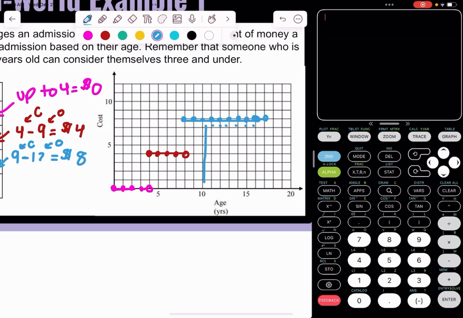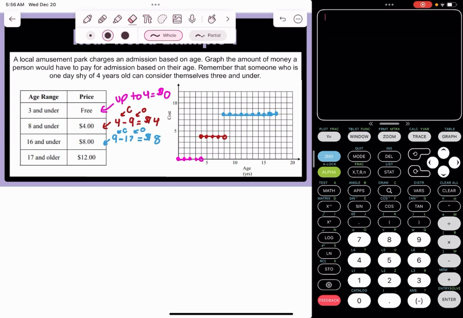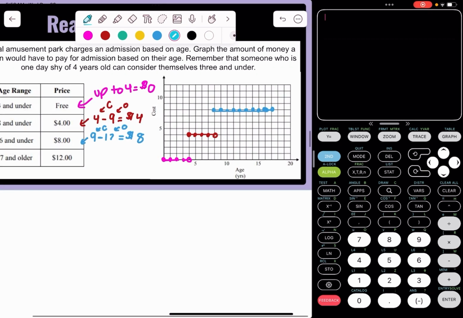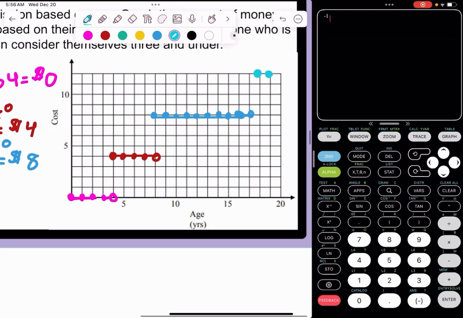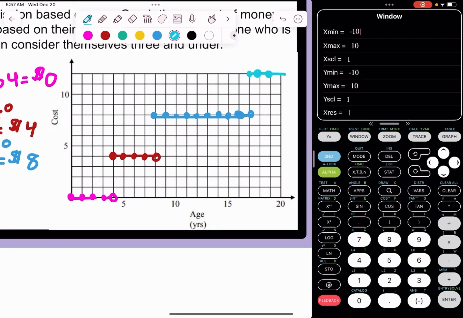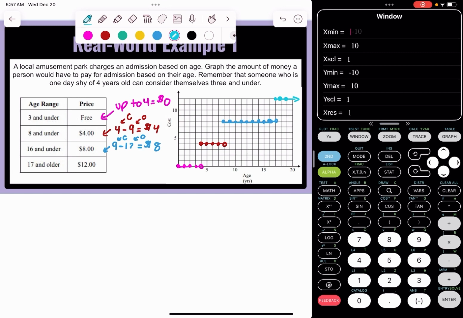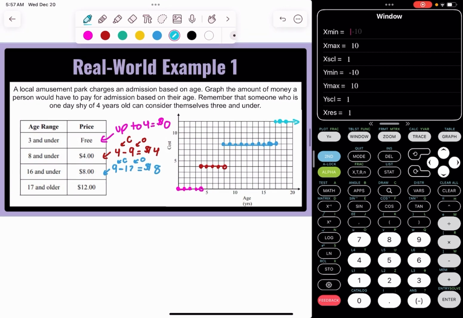Okay. All right. When you are 17 and older, you are $12. At 17, you're definitely $12. 18, you're $12. And then so on. Anybody over the age of 17 is going to be that $12. And that is what that function would look like.